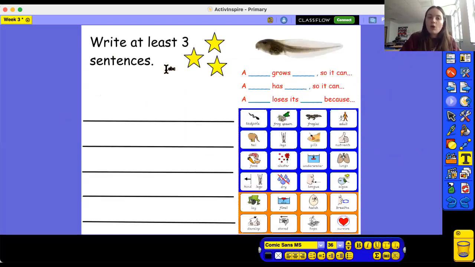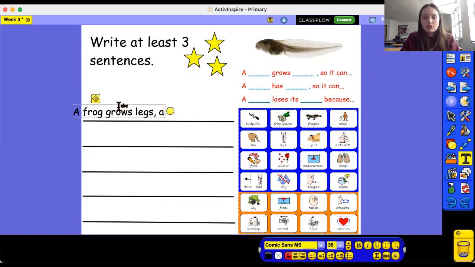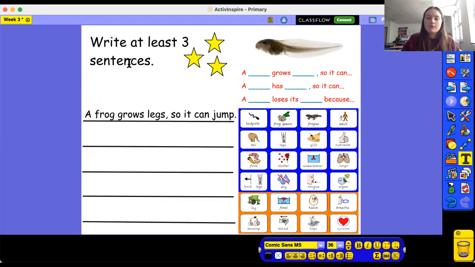The 3-star challenge, you also need to write at least 3 sentences. You can write more, okay? And you're going to write about each of the different parts of the frog, okay? Each of the different stages of its life cycle. You can use the sentence starters to help you. So I'm going to look at the first one. Grows so it can. So I might say, a frog grows legs so it can jump. Full stop.